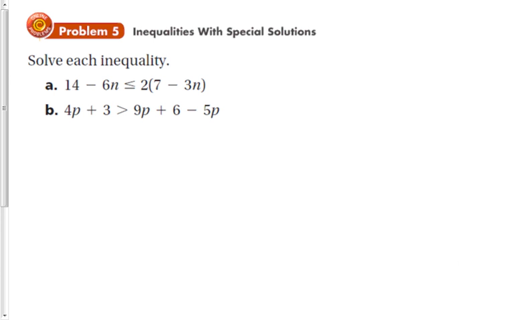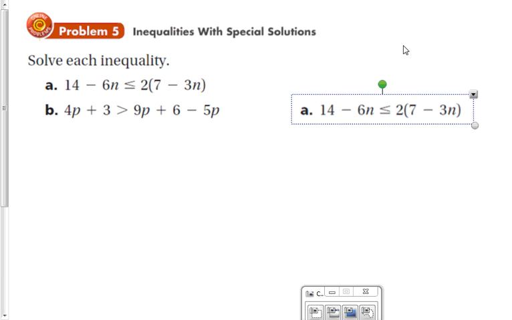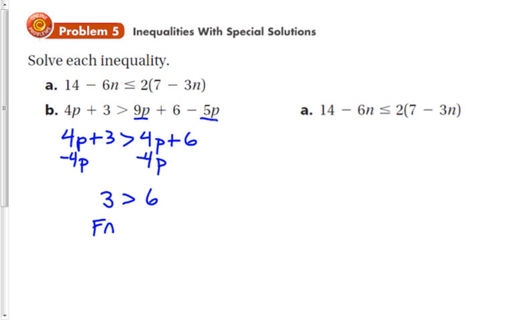All right, problem 5, solve each inequality. Check out what happens when we try and solve these. All right, I'm going to do B first here. So if I solve this, I notice I have like terms here. I'm going to combine those first. 9 minus 5 is 4p plus 6. All right, and let's say I want to subtract 4p from both sides. Then I get 3 is greater than 6. That is false. When that happens, you have no solution.